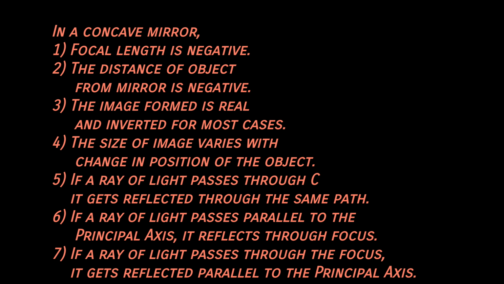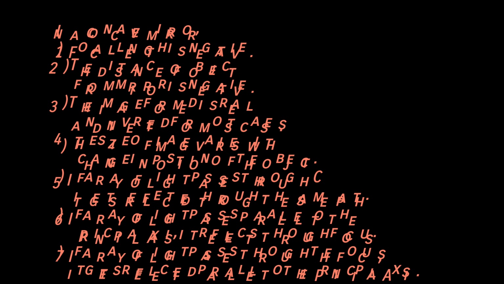If a ray of light passes through C, it gets reflected through the same path. If a ray of light passes parallel to the principal axis, it gets reflected through focus. If a ray of light passes through focus, it gets reflected parallel to the principal axis.